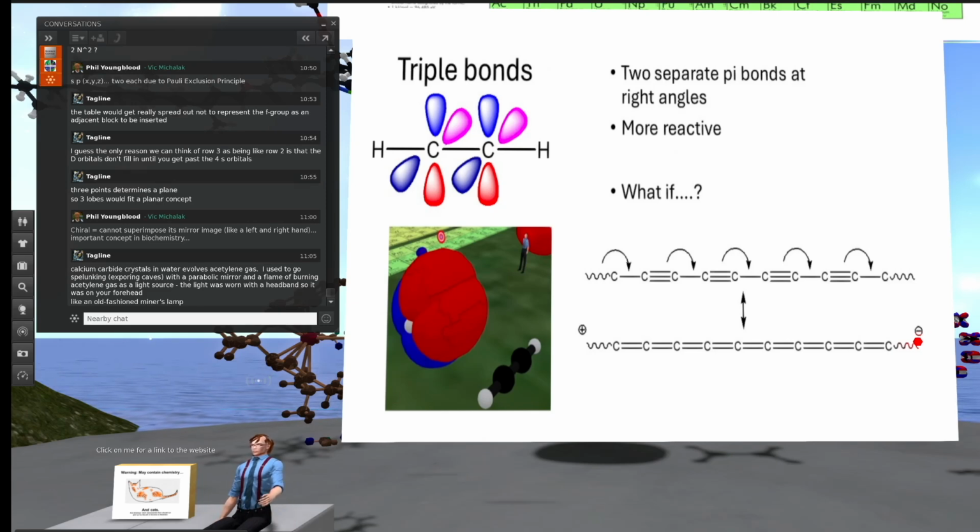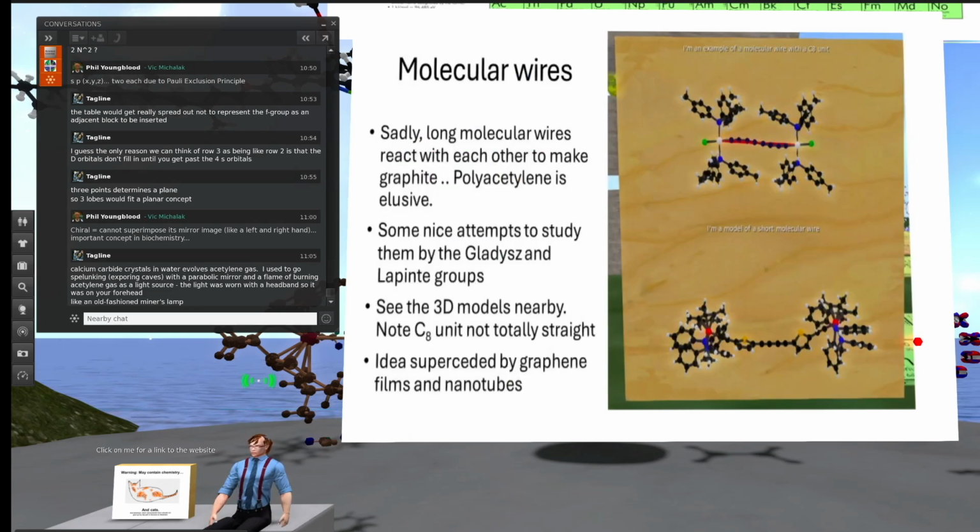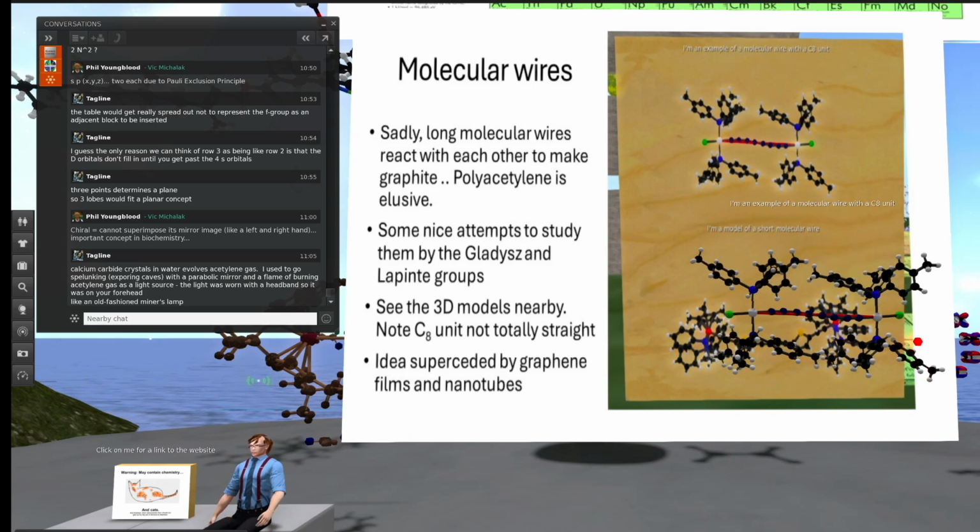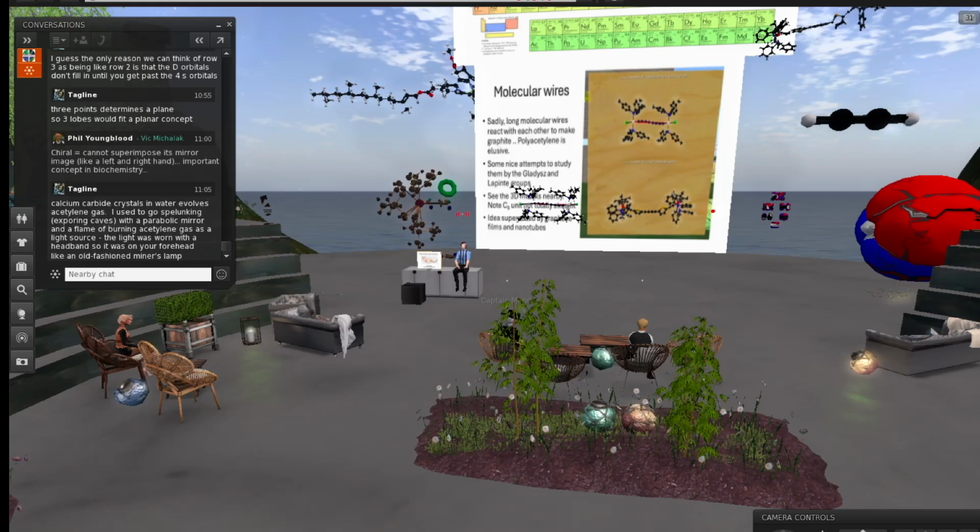Now, we are limited in how many carbons we can put together. It's about 10 in a row. It's kind of sad. If you had more that you could put together and it be stable, then you'd have things that could be used truly as nanowires.